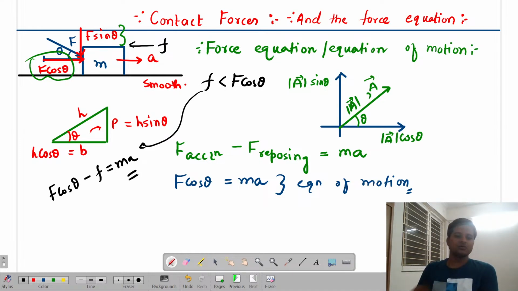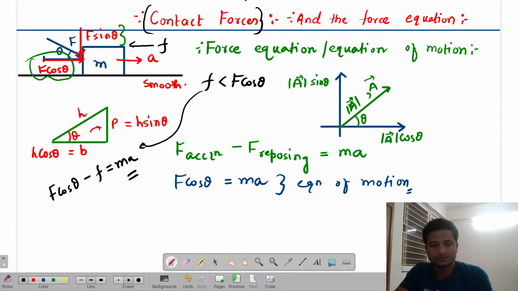Understood. Now, considering the vertical, I'll come on that, how to write the vertical equations. But before that, we need to understand what is going to be called contact forces and all. Okay.